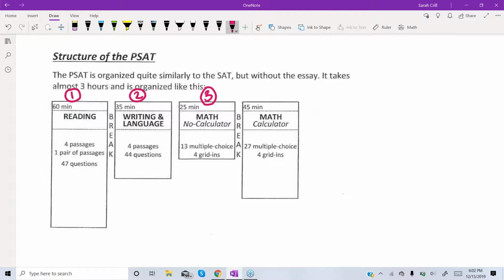Grid-ins are like free response because you have no answer choices to choose from, and it's almost impossible to guess. So on questions like grid-ins, I definitely recommend doing the grid-ins first and then doing the multiple choice, because if you run out of time, you can always guess on the multiple choice. So you'll have a break after that section. You will have your last section, which is the math with calculator section, and that's 45 minutes for 27 multiple choice questions and 4 grid-ins.